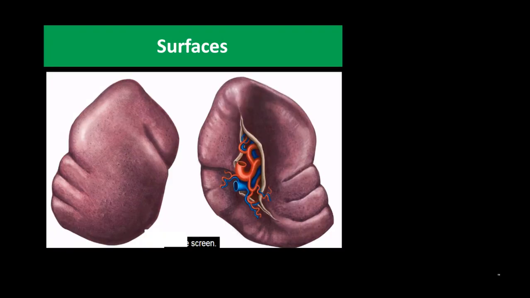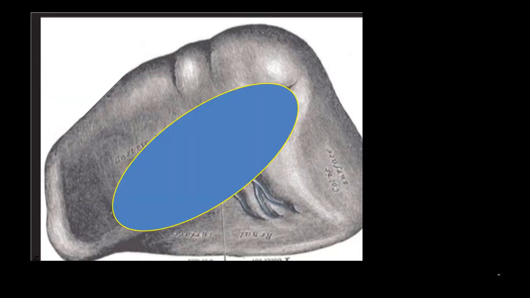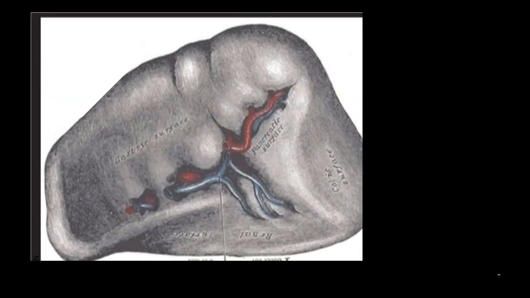Spleen has two surfaces. Diaphragmatic surface, which is smooth, it is related to left dome of diaphragm. Visceral surface is irregular. It is related to various viscera. The hilum of the spleen is present on the visceral surface.